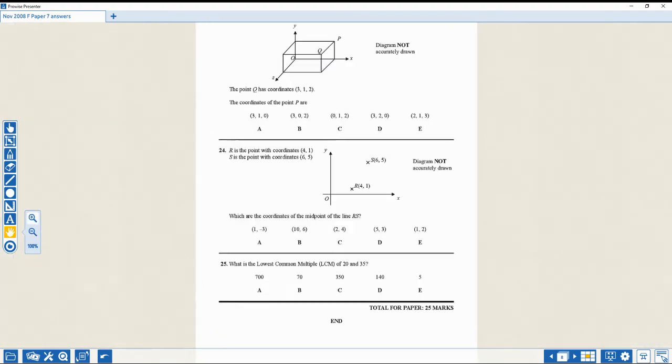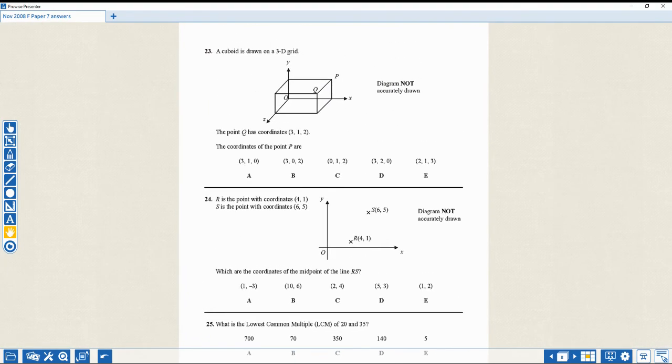Next page. So this time we've got a 3D grid. Okay, we see the point Q has coordinates 3, 1, 2. So you start in the middle here at 0, you go to the right 3, we go up 1, and then we come out 2. So this is the way the 3D coordinates work. Alright, so the coordinates of P, you just go to the right 3 and you go up 1. You don't come out anyway, so it's 3, 1, 0. So 3D coordinates, go to the right, then go up, then come out.